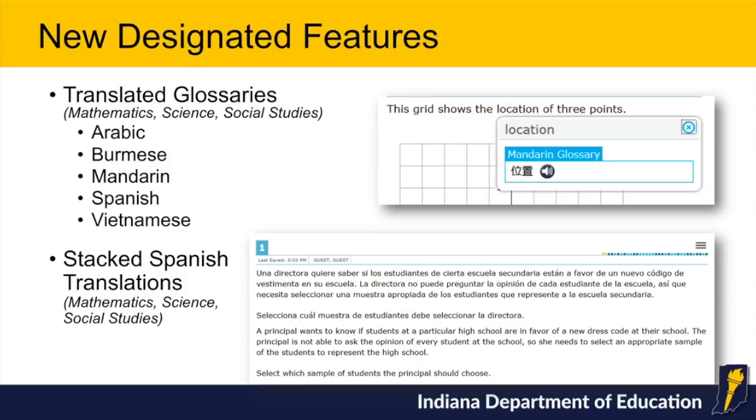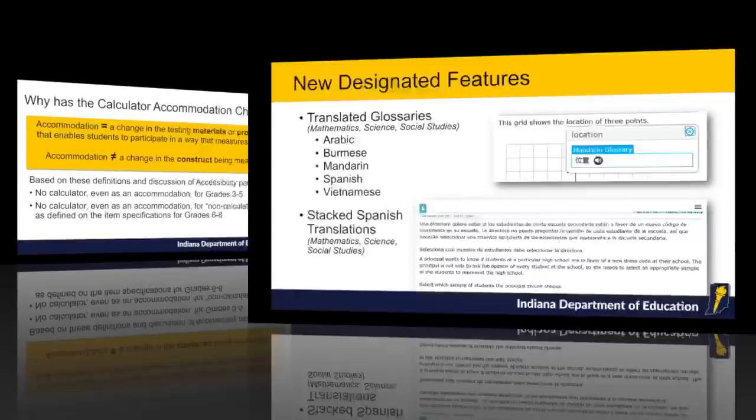Spanish translations are available to those identified with the need as well. These translations are stacked, so the Spanish stem is at the top of the screen and the English stem is below it, as shown on the screenshot. Answer choices are also displayed in both English and Spanish. If you would like to learn more about additional accessibility features and student accommodations, please consider viewing our Get the Scoop, ILEARN Accessibility and Accommodations training.